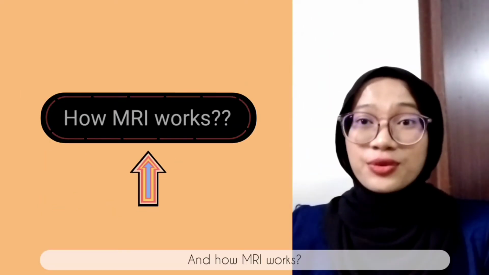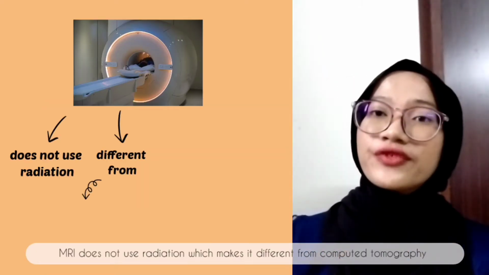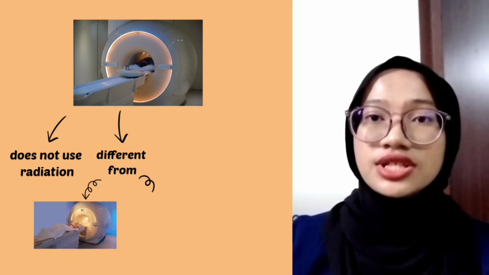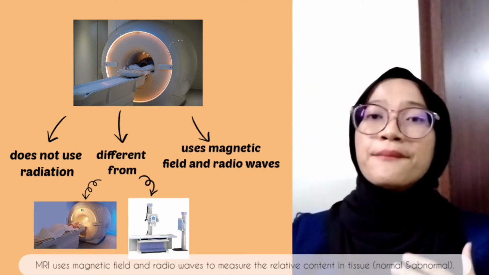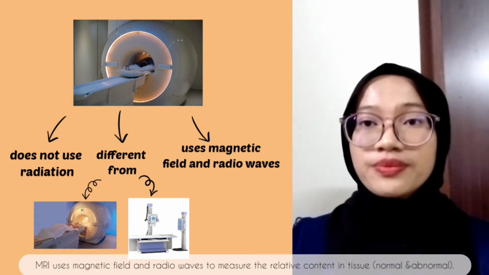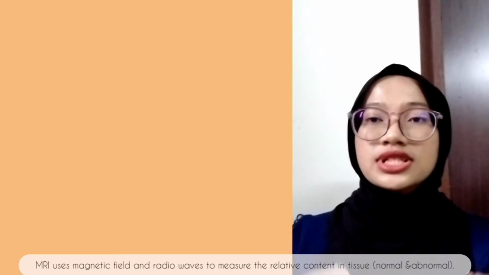And how MRI works? MRI does not use radiation, which make it different from computed tomography, which known as CT scan and conventional X-ray. MRI uses magnetic fields and radio waves to measure the relative water content in tissue, both normal and abnormal tissue.